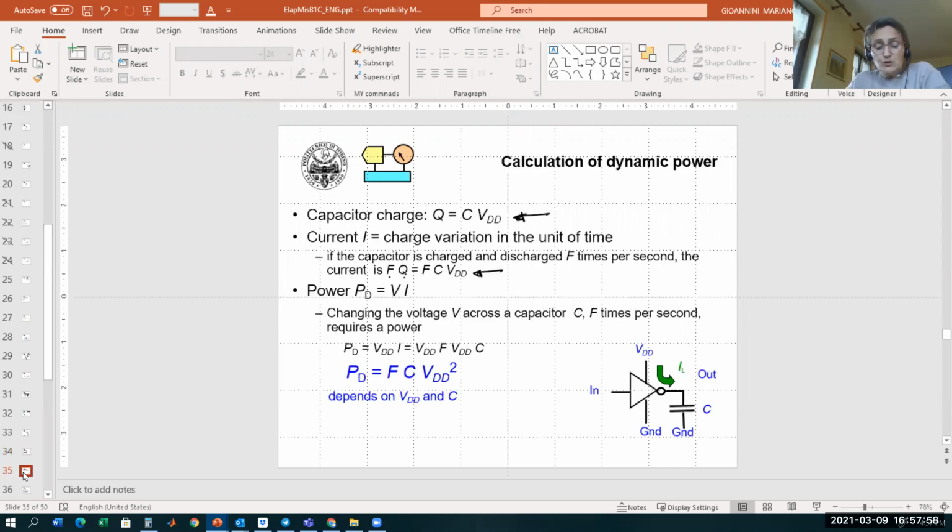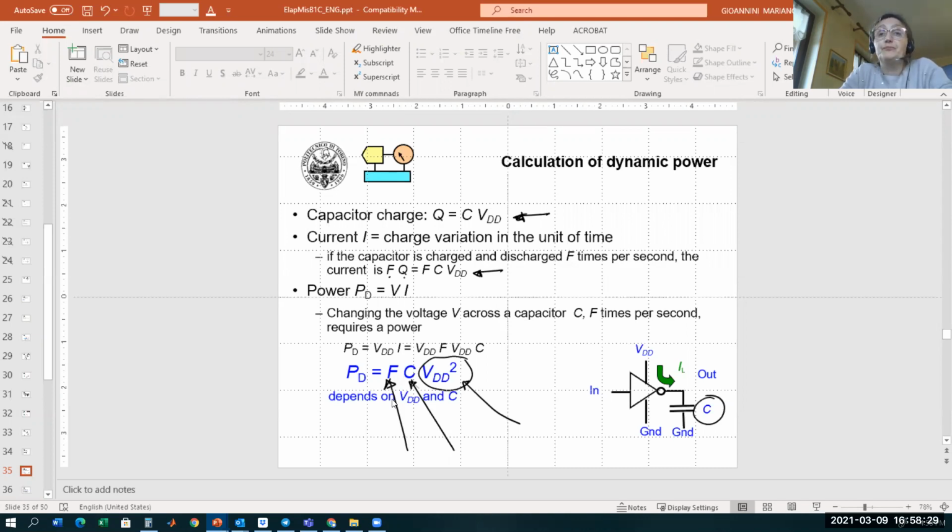So, in conclusion, we see that the dynamic power consumption scales proportionally to what? It is proportional to the working frequency, F. It is proportional to the load capacitor, C, and it scales with VDD square. So you can see that if the voltage supply is too high, you consume a lot of power.